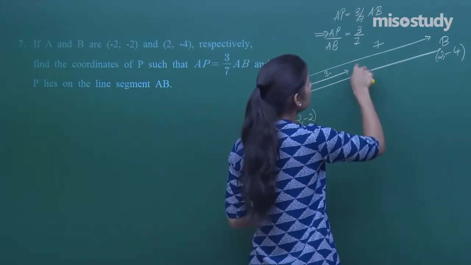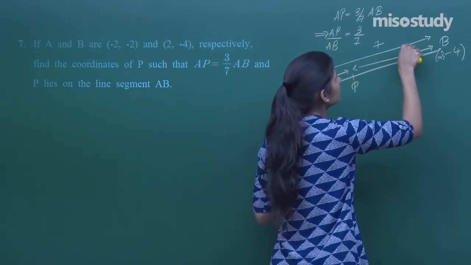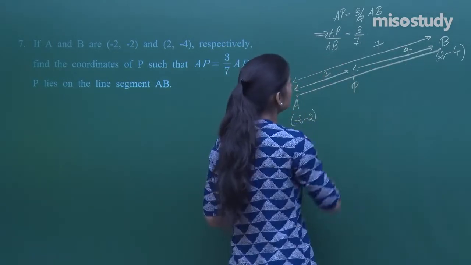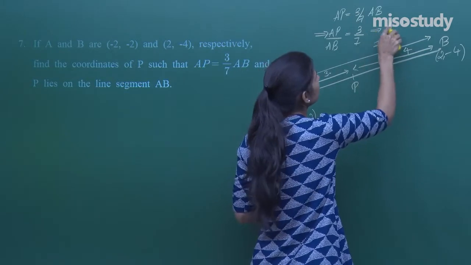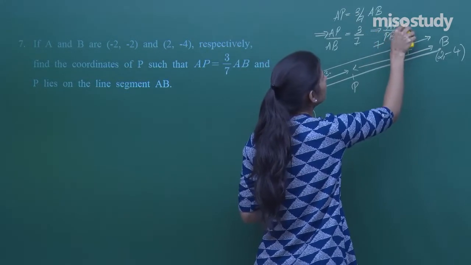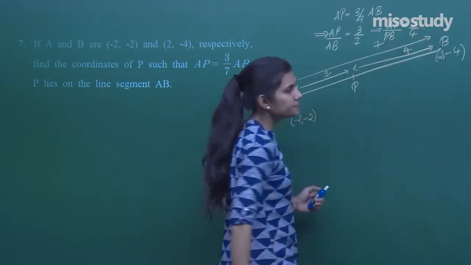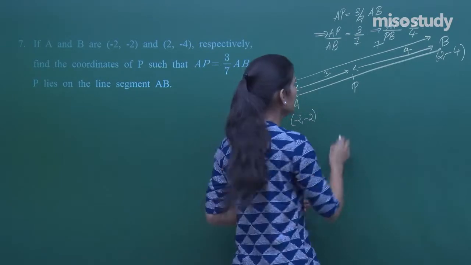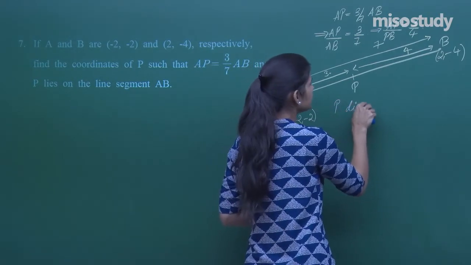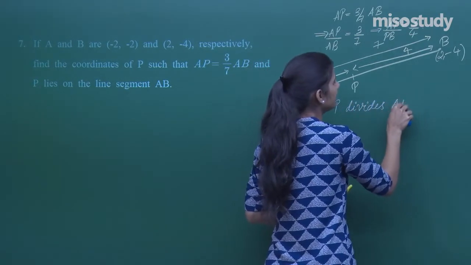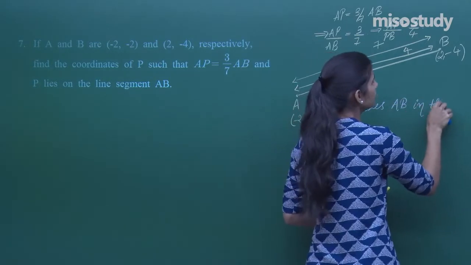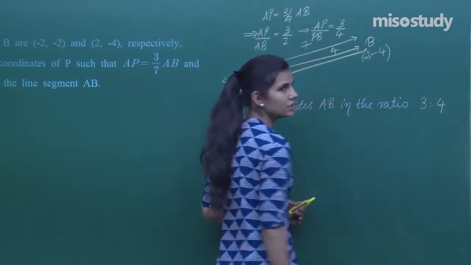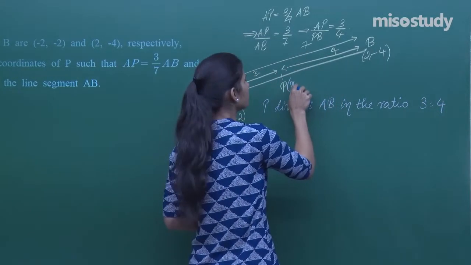What would then be PB? It would obviously be 4, so that the complete AB is 7. So if AP upon AB is 3 by 7, this implies AP upon PB is 3:4. So I have got the ratio in which P divides the segment AB. P divides AB in the ratio 3:4. And you need the coordinates of point P.